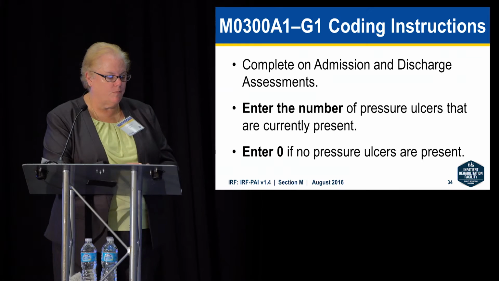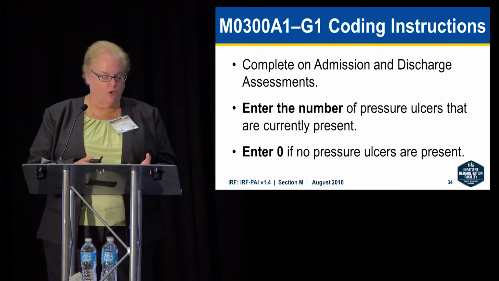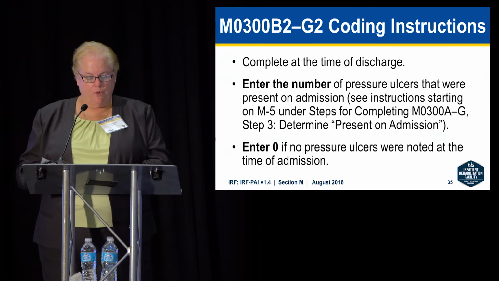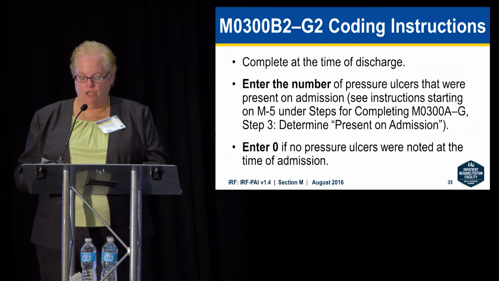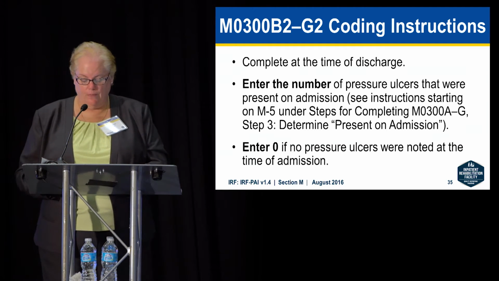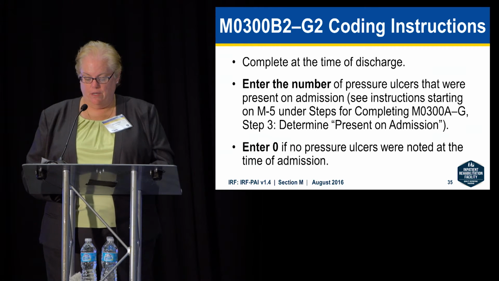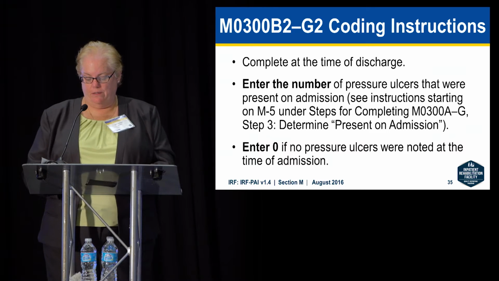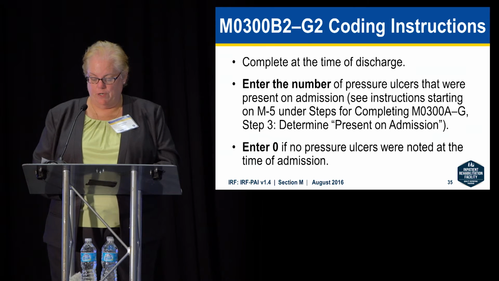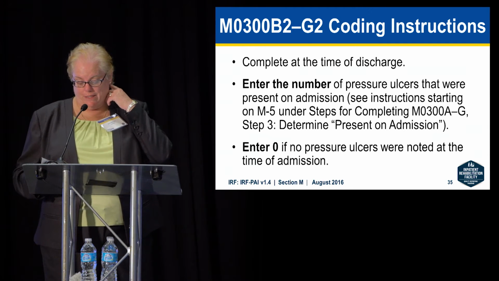We're going to enter the number of pressure ulcers that are currently present, and enter 0 if there are no pressure ulcers present. M0300B2 through G2 is completed at the time of discharge. We're going to enter the number of pressure ulcers that were present on admission, and I give you some instructions of where to find that, and for determining whether it's present upon admission, and then enter 0 if no pressure ulcers were noted at the time of admission.